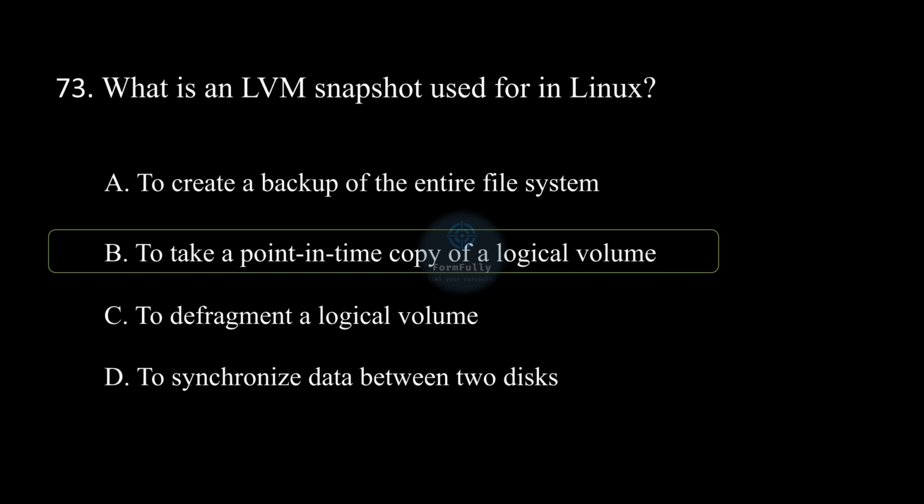These snapshots provide a consistent read-only view of the volume at the time the snapshot was taken. They are helpful for various purposes like backups, testing, and avoiding data corruption by freezing the state of a volume at a specific moment while the original data continues to change. The other options do not accurately describe the purpose of the LVM snapshot. So the correct option is B.